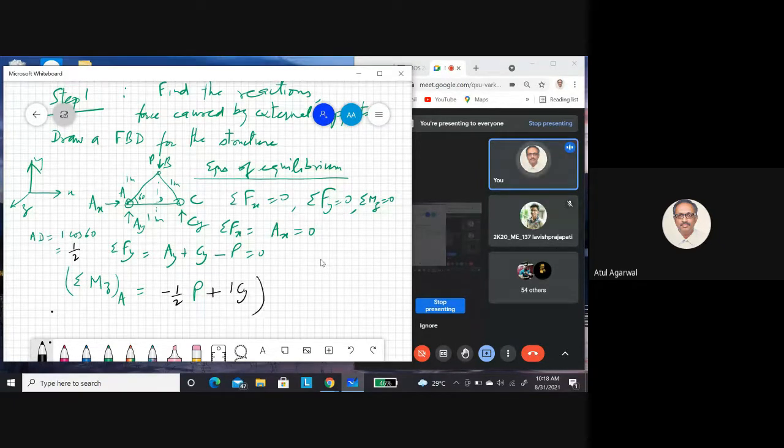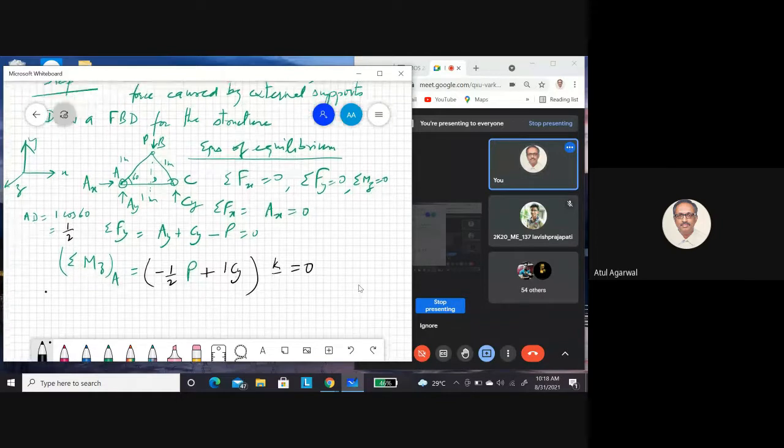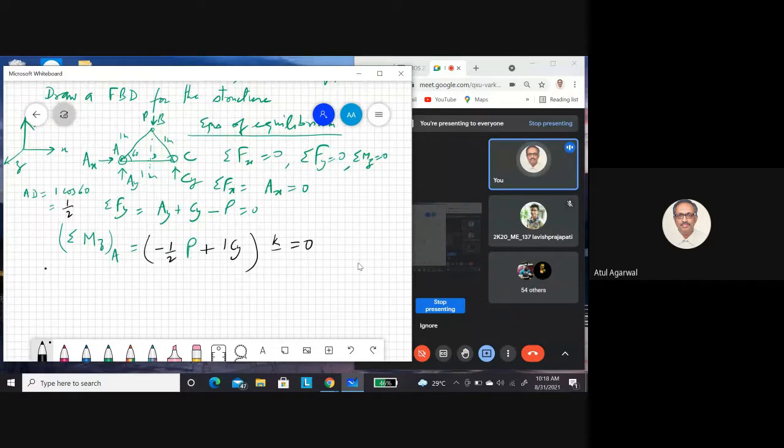And the entire thing is a moment about the Z axis. You need not write K because you have written MZ. So it is obvious that this is a moment about the Z axis. K is not needed. So this has to be 0, because the net moment due to all forces has to be 0 for equilibrium. So you can get Cy is equal to P by 2.